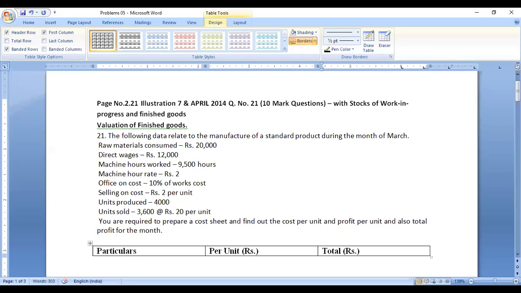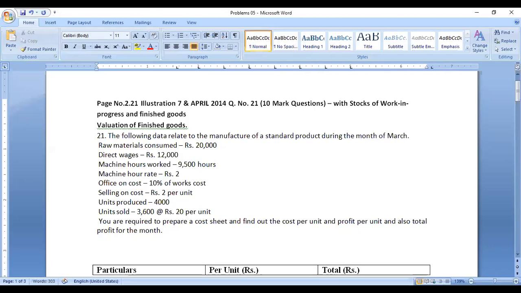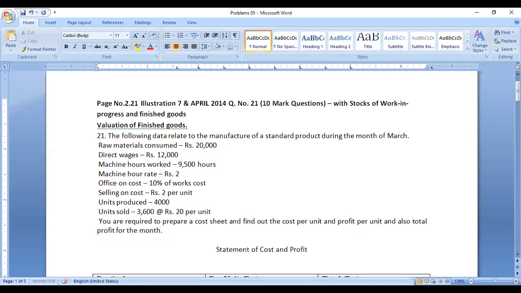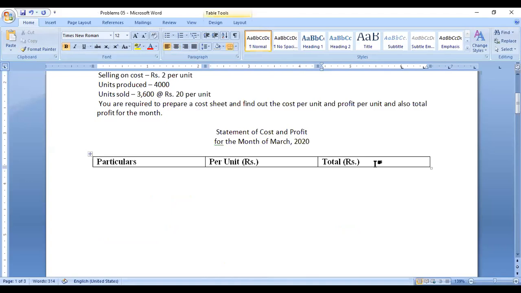For that you have to put a heading: statement of cost and profit for the month of March. A year is not given, so I will give 2020, right? Okay, so that column is open. This column is required.